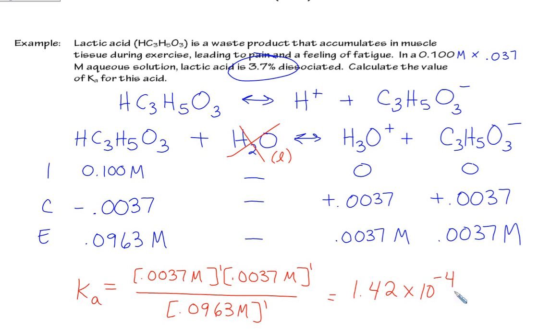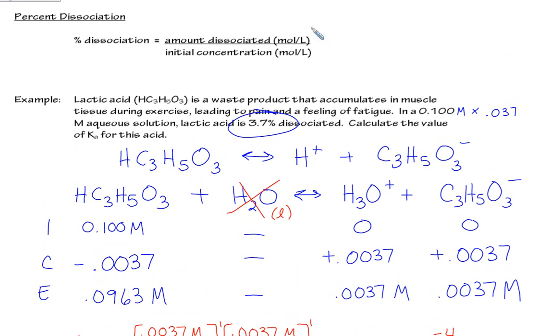So this percent dissociation is like telling you x. It's the amount of the original that gets dissociated, or the amount that moves forward to produce ions. The amount dissociated divided by the initial concentration. And again, that amount dissociated is like your x value, another way of telling us by how far forward we should progress.